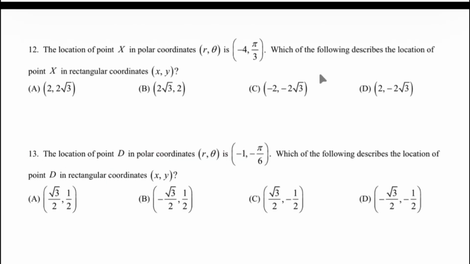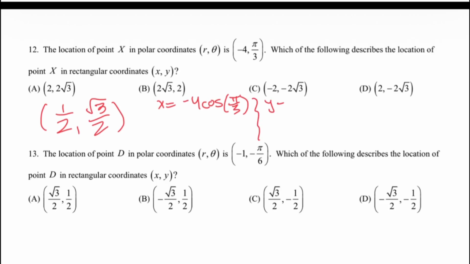Alright, so same thing here. Pi over 3, we already know pi over 3. Both are positive. So, like I said, just memorize everything in quadrant 1 and use the denominator of 12 trick, and you got it. And so x is equal to negative 4 cosine. We can write the same thing for y, except it switches to sine.